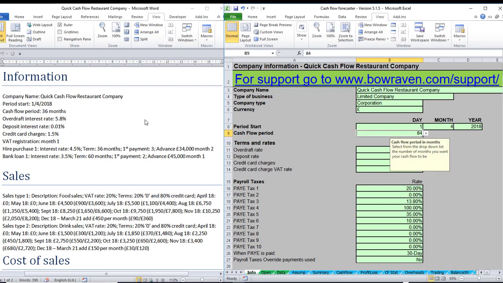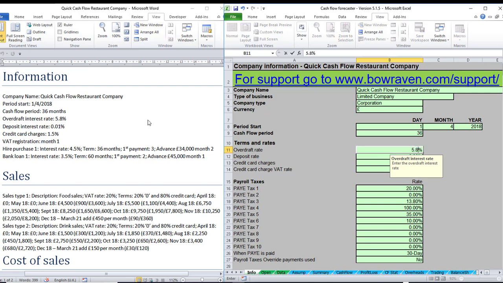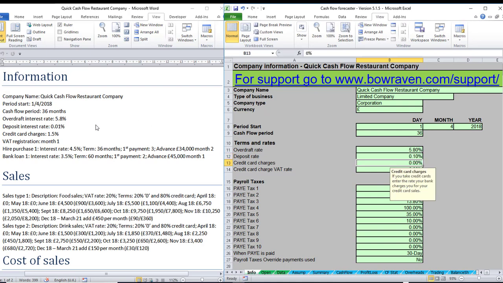And we're going to be forecasting for just 36 months rather than the full 84 months that you can forecast for in this cash flow software. The overdraft rate we're going to be putting in is 5.8%, and the deposit rate is 0.001%, because you don't get much when you're putting money on deposit these days. Credit card charges, because it's a restaurant, they take credit cards, and I'm putting an average rate in there of 1.5%.